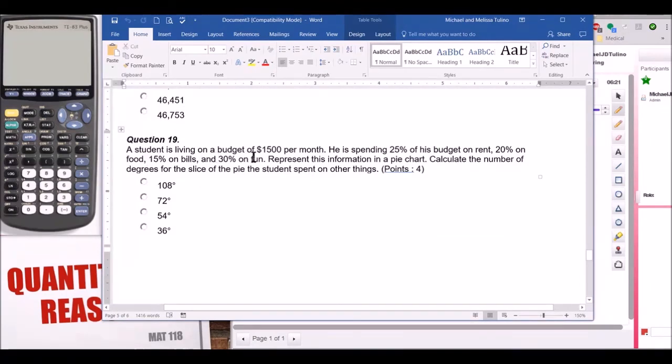So a student is living on a budget. Oh, wow. Those years in college. Ramen noodles, that's all I can say. Lots of ramen noodles.